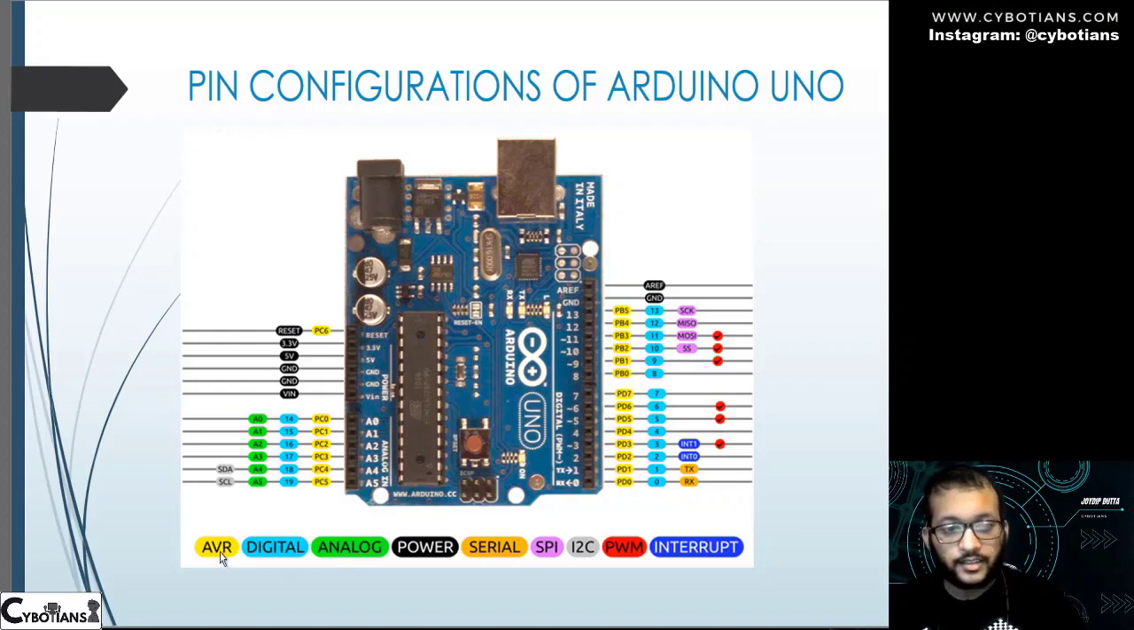And you can see that this is the AVR, and this is the digital, light blue. And so you can see that this is 14, 15, 16, 17, 18, 19. These are the analog pins, which indicate the A0, A1, A2, A3, A4, A5. And as I have told you, A5 and A4 are the SCL and SDA, and pin 13 has a built-in LED.